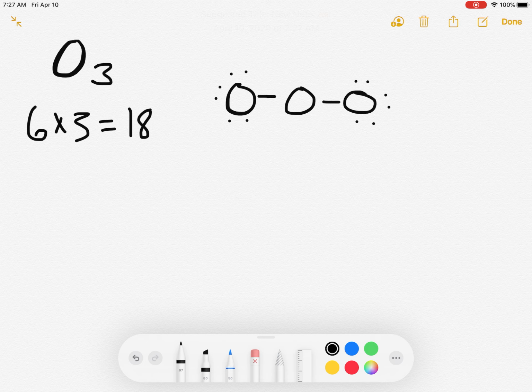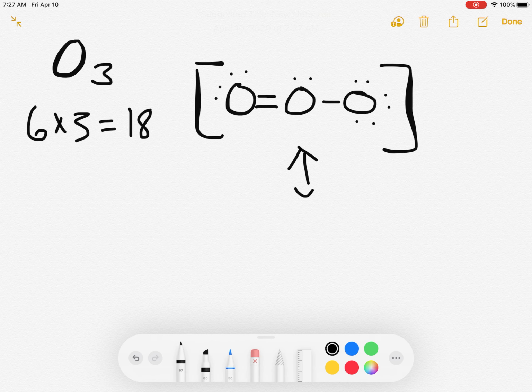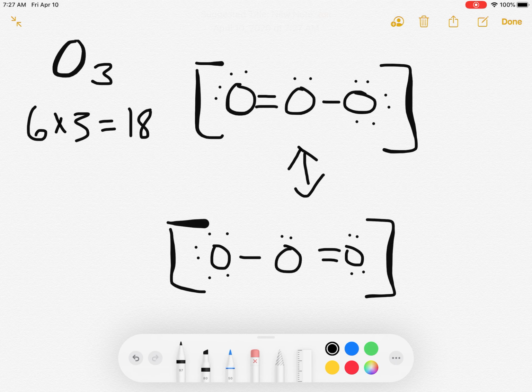And we're going to put the 2 left over on the middle oxygen, but that central oxygen still doesn't have 8. So we're going to need to make a double bond, and again, it does not matter which oxygen we use, so I'm going to use this one here first. Make the double bond. And since there are 2 spots for that double bond, we're going to draw 2 structures. So I'm going to put my brackets and put my arrow here. And then I'm going to draw the double bond on the other side this time. And that's it.